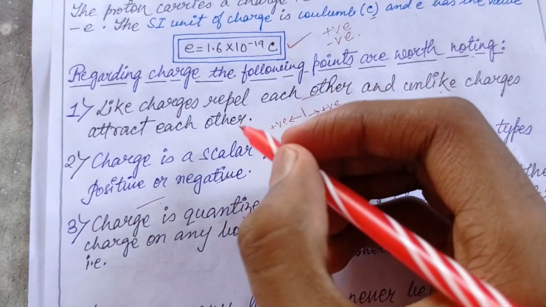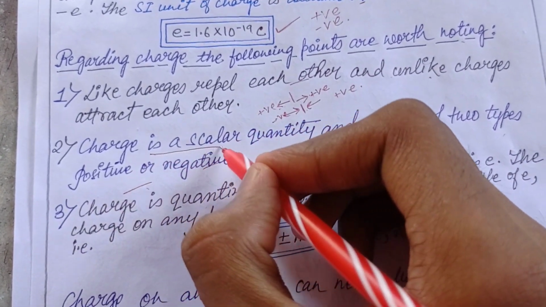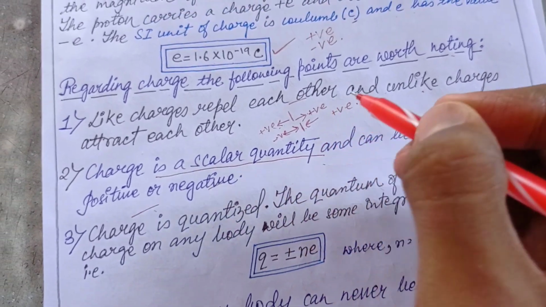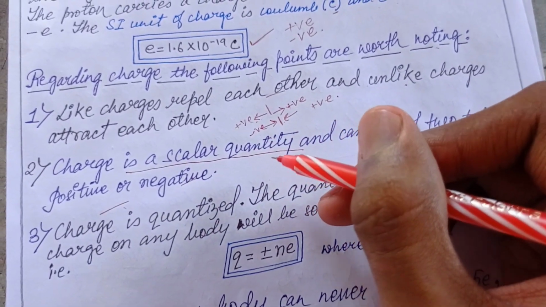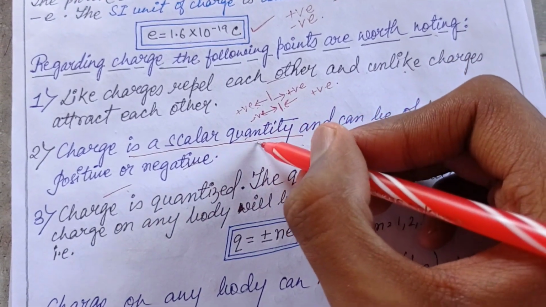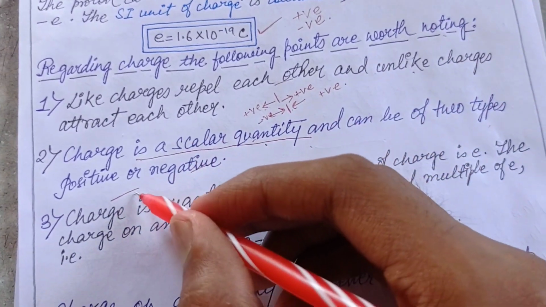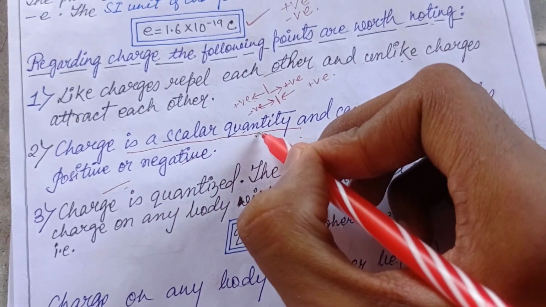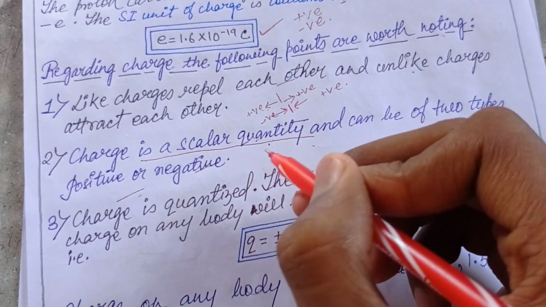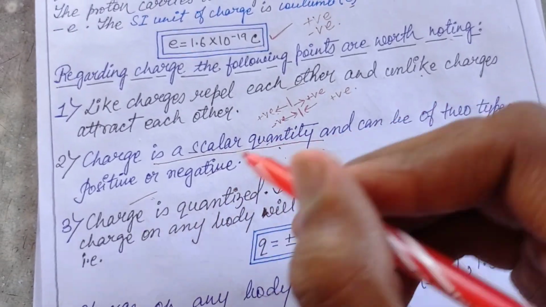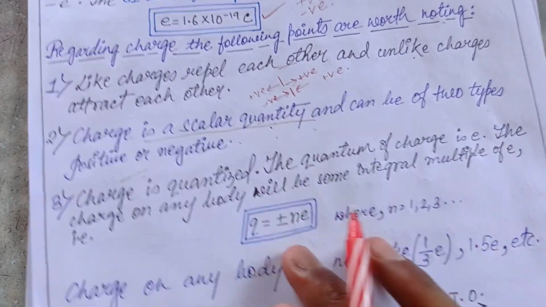Now please be very careful. It is written that charge is a scalar quantity. If you get a question that charge has positive and negative, and it asks whether it is scalar or vector, you might say it is a vector because it has positive or negative, but no, it is a scalar quantity, and it has two types, positive or negative. Negative is for the electron, and positive is for the proton.